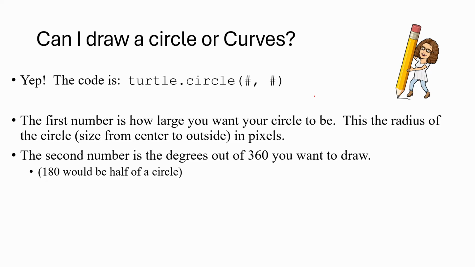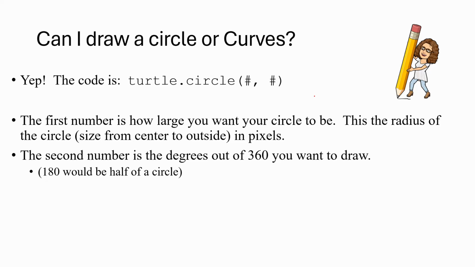Can you draw a circle or curves? Yes. That is another thing we can do. We can say turtle.circle and then in parentheses 2 numbers separated with a comma. The first number is how large you want your circle to be. That's the radius, which is center to outside in pixels. And then the second number is how many degrees out of 360 you want to draw.